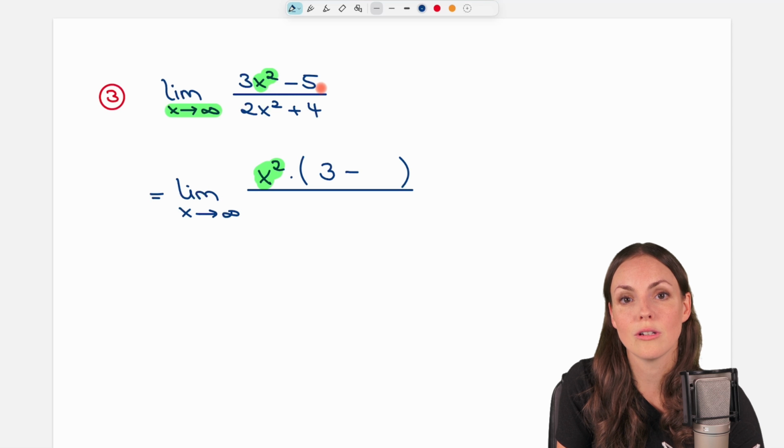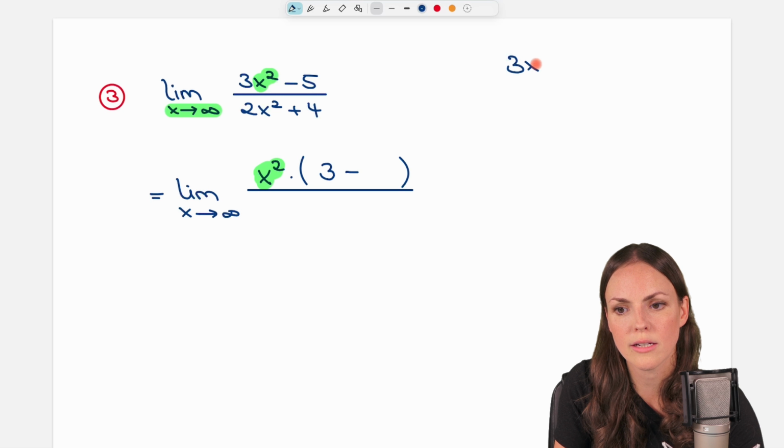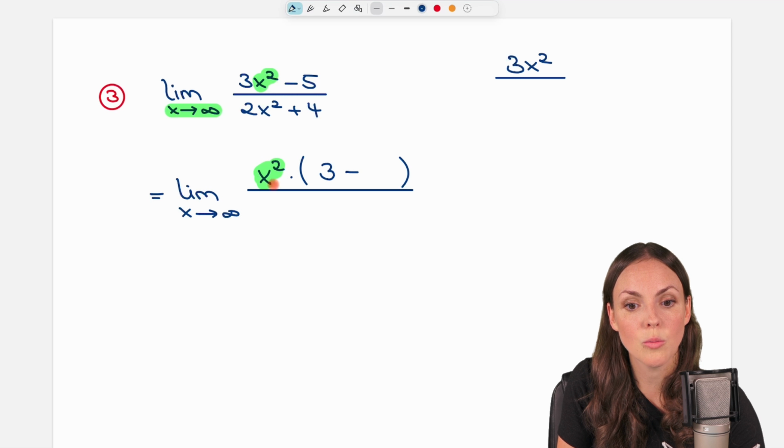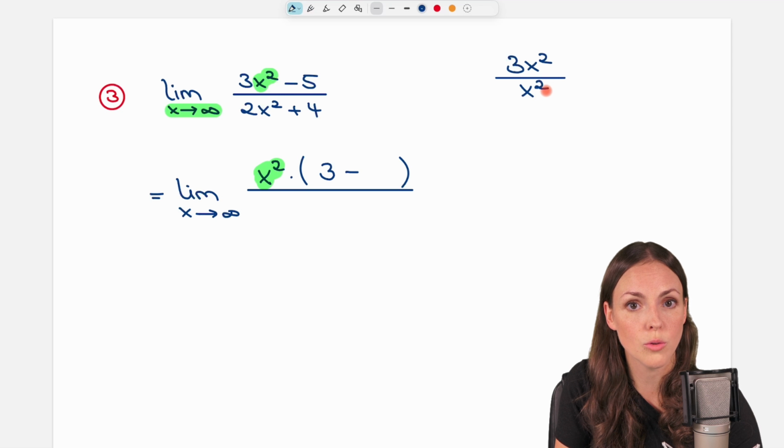So this part is usually a little bit confusing at the beginning, but let's see how we did it here. How did we end up with the 3? The slow version is you take this entire part, so you take the 3x squared, and you divide it by the thing you want to factor out. So you divide it by x to the power of 2. And then you can cancel in this case, and only the 3 is left, what we had here.